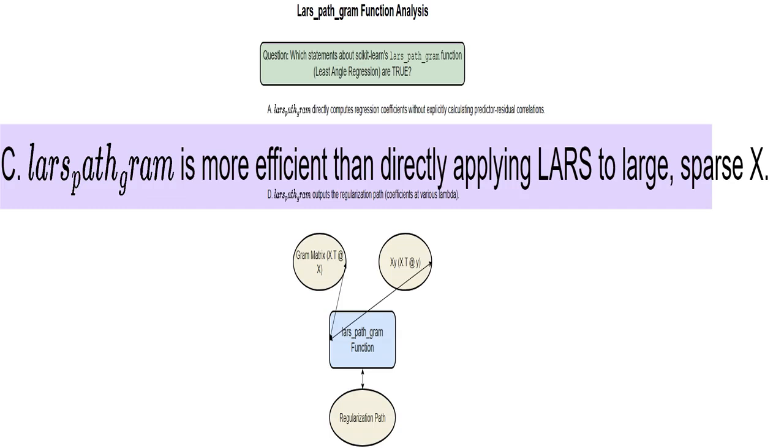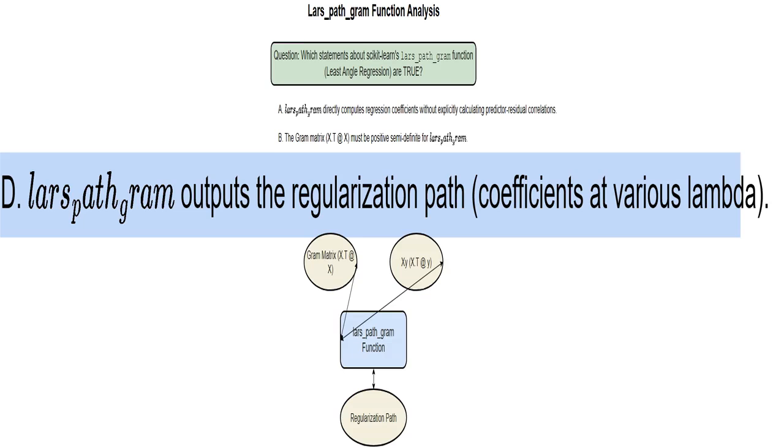I explain why using the gram matrix is more efficient. When working with a massive dataset, using the gram matrix is much faster than using the original data directly. It's like having a summary that's easier to work with. I explain what the regularization path is and why it is important. The output of lars_path_gram shows the adjustment to predictions as we change the regularization parameter. This helps us find the best balance between the model's simplicity and accuracy.